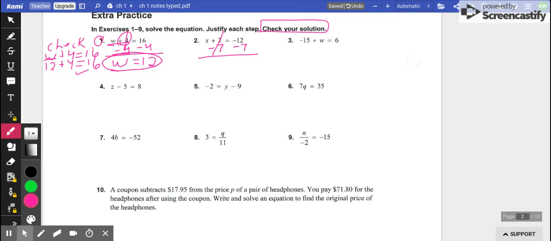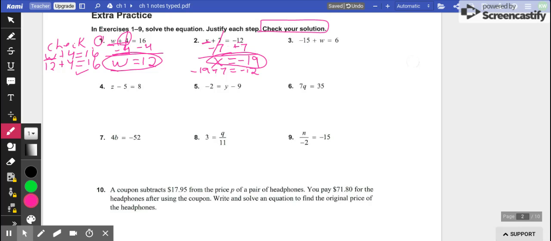My 7 cancels out on this side, so I'm left with x is equal to, and then a negative 12 minus 7, be careful with your math, is a negative 19. Remember, subtracting a number is the same thing as adding the opposite of that number. So negative 12 minus 7 is the same thing as negative 12 plus a negative 7, if that helps you calculate it. And then again, we want to go back and check our answer. So if I were to plug in a negative 19 for my x, I would have a negative 19 plus 7 equal to negative 12. Is negative 19 plus 7 equal to negative 12? Yes, it is. So I know that that's my answer.